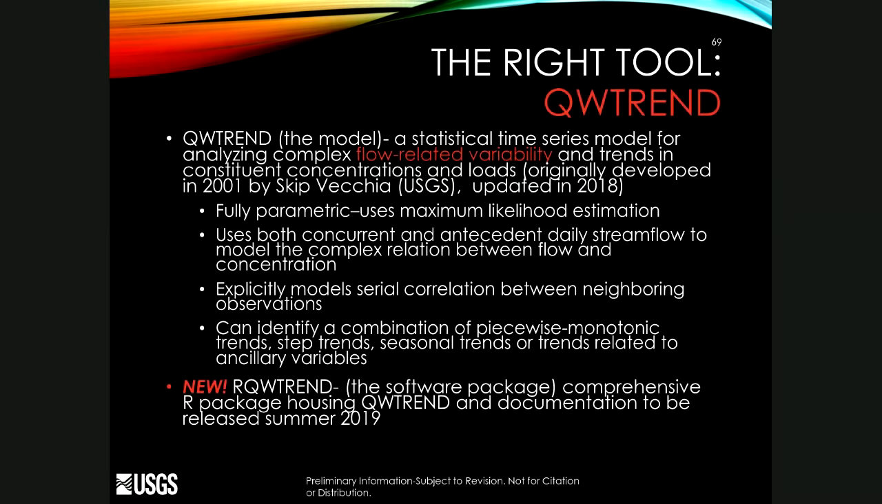So what we've been using is QW trend, a statistical time series model that we can use to analyze trends. The important piece that I want you to take away from this, not that I'm going to go into great detail here, is that the flow-related variability is addressed with the QW trend model. And given what Henry talked about and what I've shown you, it's important to address that when you're taking into account trends. The QW trend software package will be available in summer of 2019 in an R form.